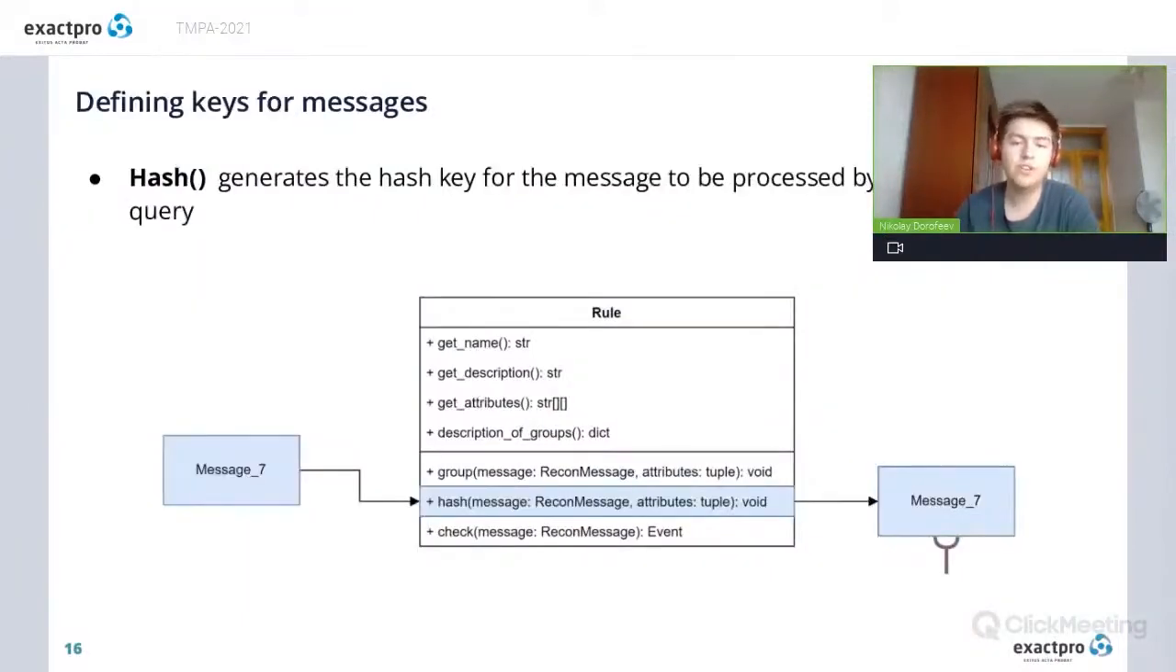The hash method generates the hash key for the message to be processed by the join-like query. The hash key is like a composite key in SQL databases and depends on one or several fields of the message. If values in all these fields from one message are equal to corresponding fields from another message, the final hash keys of such messages will also be the same.